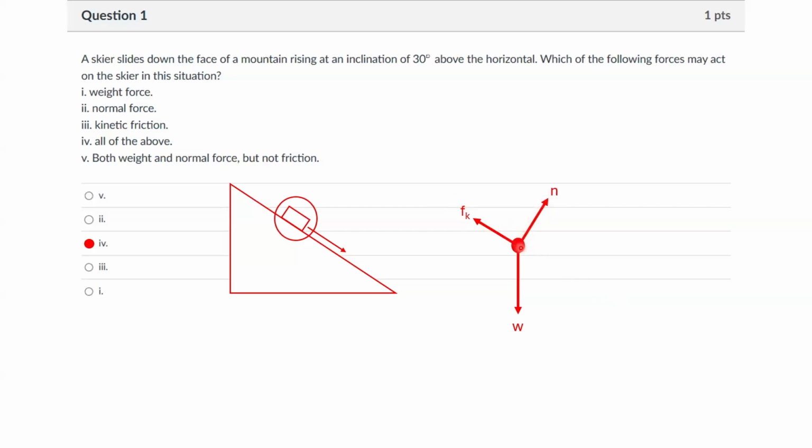And then parallel or along the plane of the surface can exist a frictional force. In this case, that friction would be a kinetic friction because we are sliding. Those are all the forces I can identify. We look to our answer choices: weight force, yes; normal force, yes; kinetic friction, yes. All of the above would be my answer. Both weight and normal, but not friction, that's not accurate.